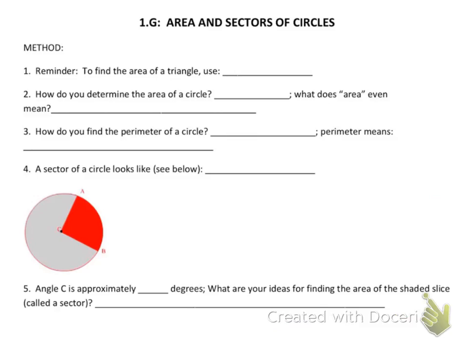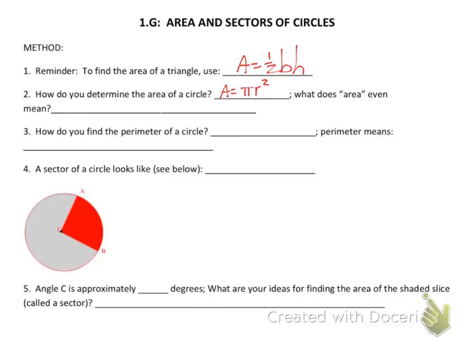I love this. Area and sectors of circles. So, remember, to find the area of a triangle, we use what again? Base times height. How do you determine the area of a circle? Pi times radius squared, or pi r squared. What does area even mean? It means the amount of 2D space it takes up. Length and a width, basically, is what it comes down to.